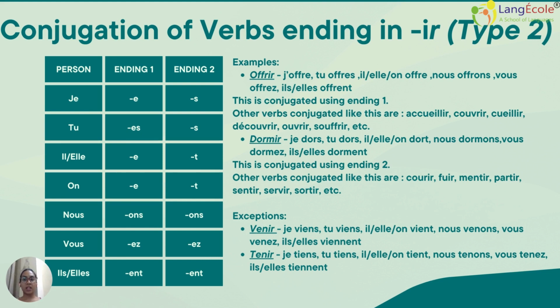Now, the verbs venir and tenir are completely irregular verbs, so they are not conjugated in the same way as the IR ending verbs. Their conjugations are given in the slide.